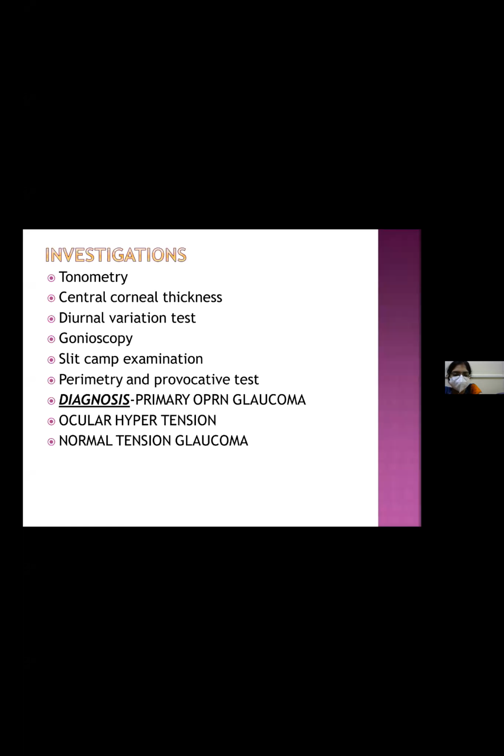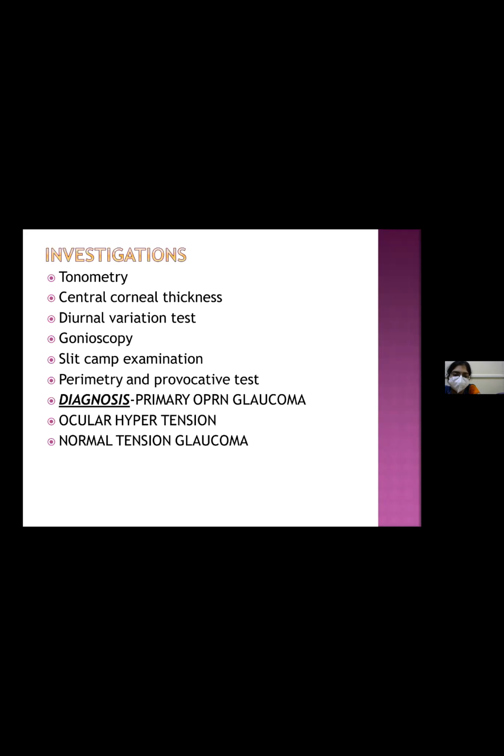Next, the investigation: tonometry is done. Central corneal thickness: when there is less than 555 microns of CCT, it is an independent risk factor for conversion of ocular hypertension to open angle glaucoma. Then diurnal variation tests are done. Gonioscopy reveals a wide open angle of the anterior chamber. Next, slit lamp examination is done. Perimetry is to detect the visual field defects, and provocative tests are done.